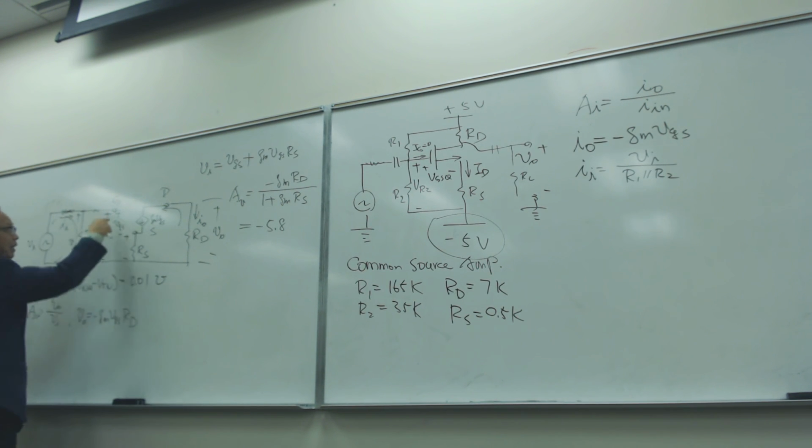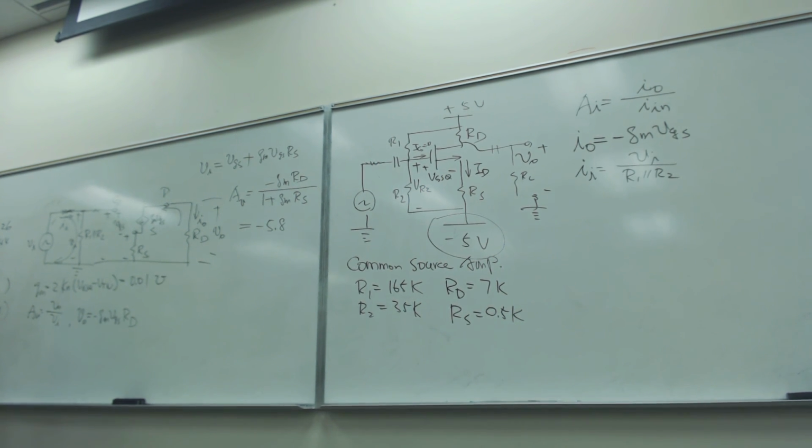Okay, then you say, what is the current from here to here? There's no current. It's open. Open means you have voltage, but you have no current. Short means you have no voltage, you have current. That is the basic of the basic of circuits. Okay.